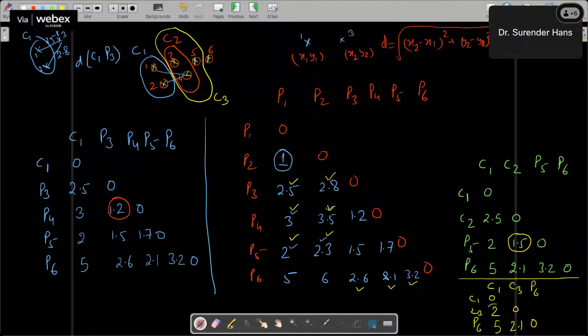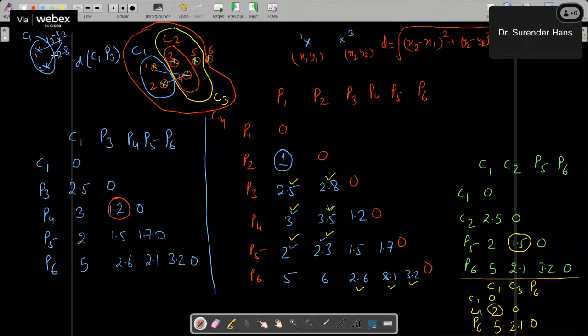Okay. Now just check the minimum distance. This one is the minimum distance, means C1 and C3. C1 and C3. So that will be one cluster. That is C4.